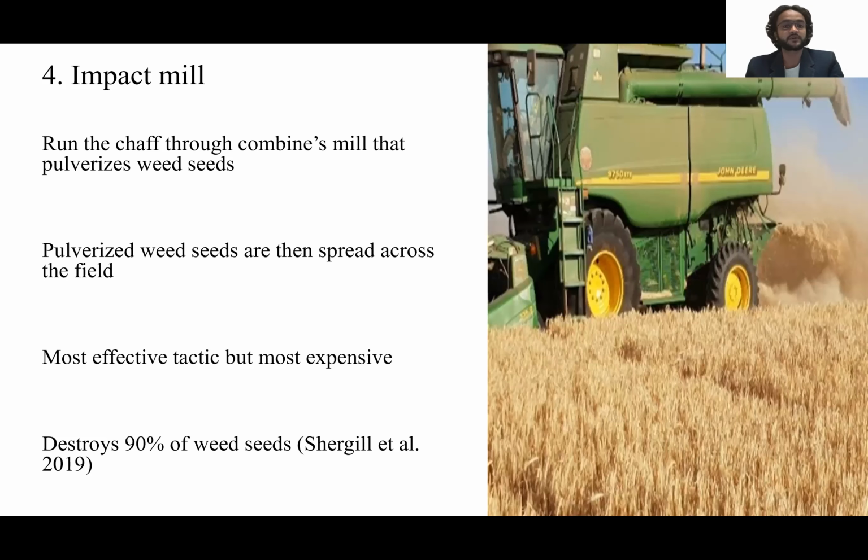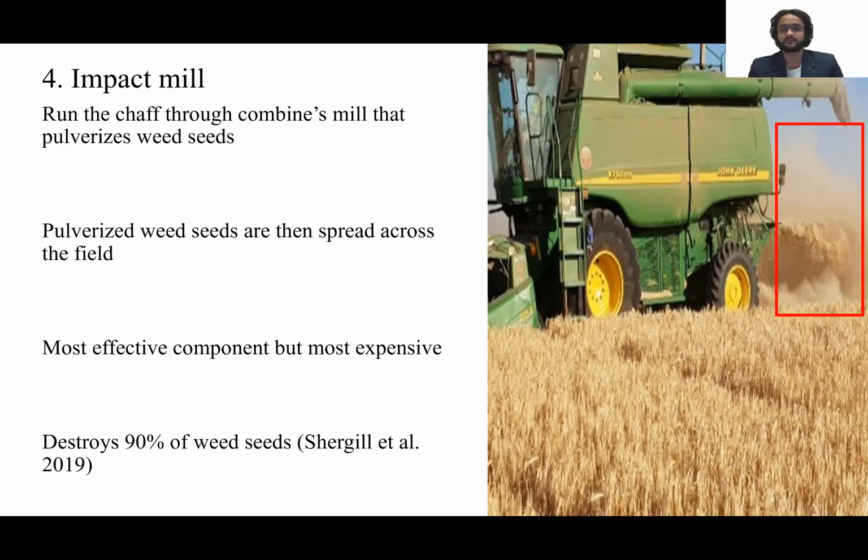The fourth one is impact mill. In this tactic, wheat seed laden chaff goes through the combine mill that pulverizes wheat seeds and turns all the seeds into powder form. All the pulverized, powder form seeds are then spread across the field, as we can see in this figure. This is the most effective tactic, but at the same time, it is the most expensive tactic as well. According to research, impact mill destroys 90% of wheat seeds, and after that 90% of wheat seeds won't be able to germinate.